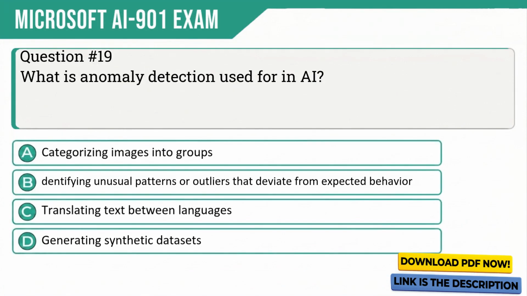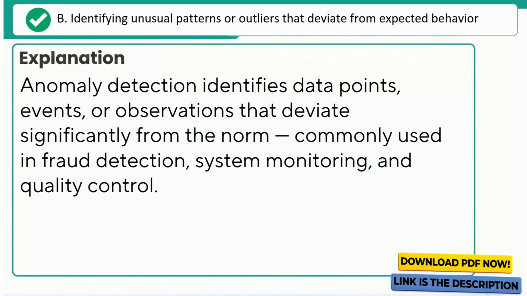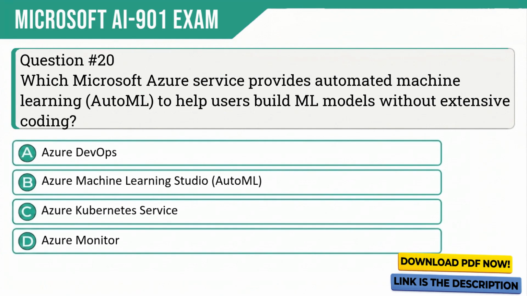Question number 19. What is anomaly detection used for in AI? A. Categorizing images into groups. B. Identifying unusual patterns or outliers that deviate from expected behavior. C. Translating text between languages. D. Generating synthetic datasets. Correct answer, B. Identifying unusual patterns or outliers that deviate from expected behavior. Explanation. Anomaly detection identifies data points, events, or observations that deviate significantly from the norm, commonly used in fraud detection, system monitoring, and quality control.